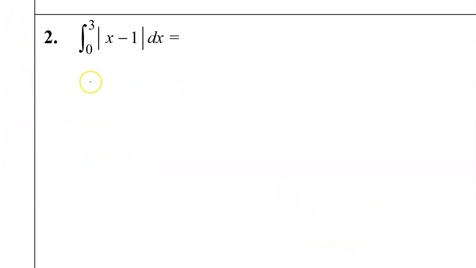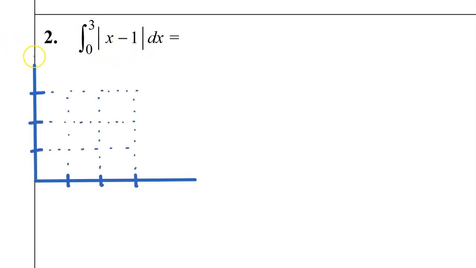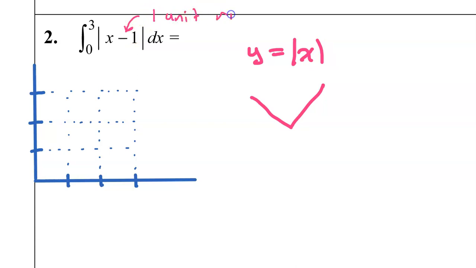Number 2, evaluate the integral of the absolute value of x minus 1 from 0 to 3. By far, the easiest way to evaluate the integral of an absolute value is graphically. We know that the parent function for absolute value is a V shape that normally starts at the origin. So when you see the x minus 1, you just need to understand that the minus 1 is a transformation that will shift the V 1 unit to the right.